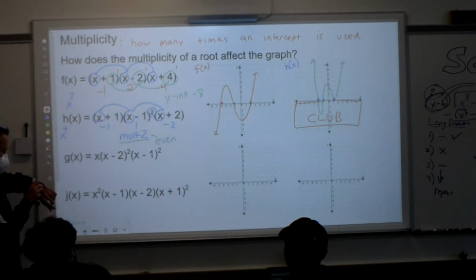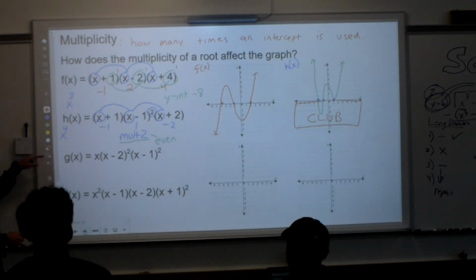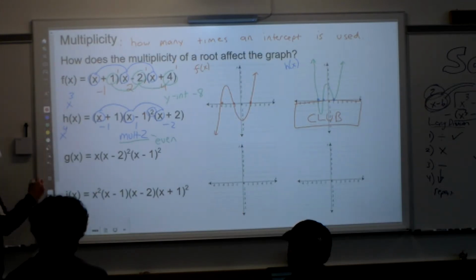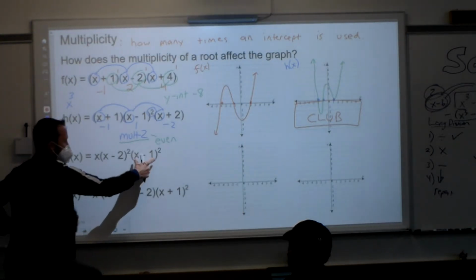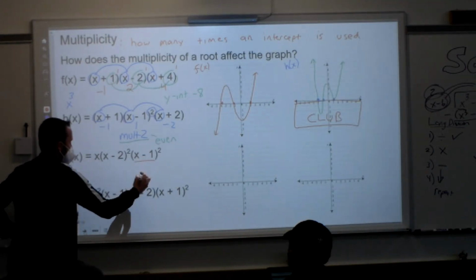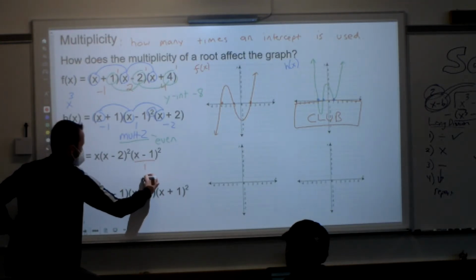Let's do a couple more here. You guys are doing great. Stay with me. We're going to finish off this page and call that good. So let's look at g of x. We're going to do the same thing we've been doing up to this point. Let's start with this one right here. What would make this parenthesis become 0? 1. Now, how many times is that used? It's used twice. I'm going to put a little note here.